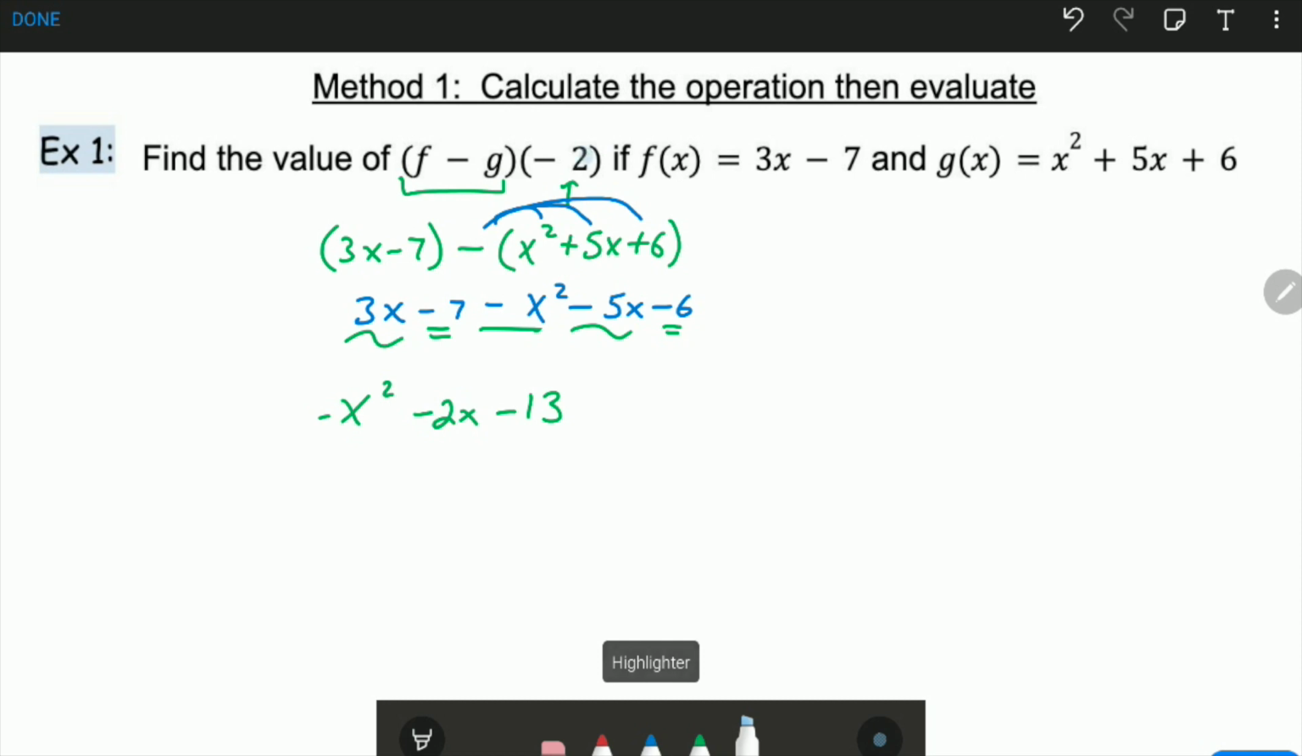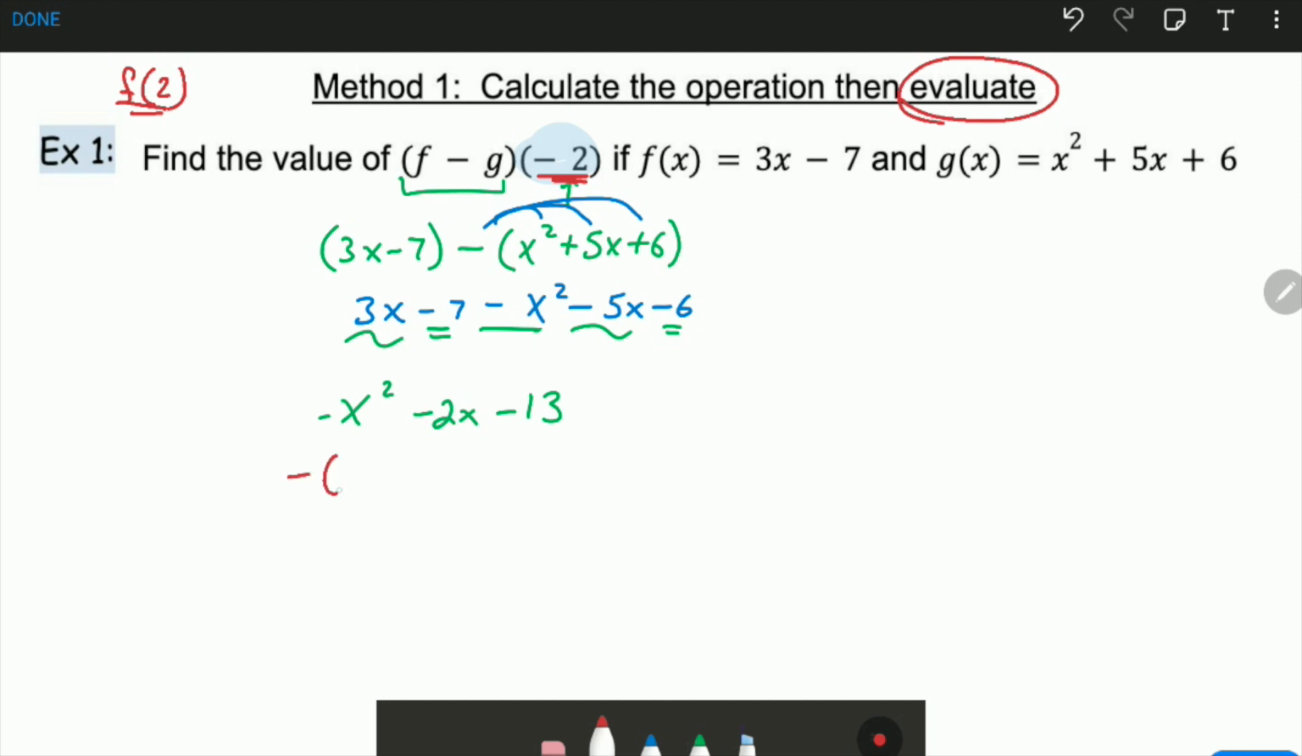Now, one mistake people make is that they think this 2 here, since it's in parentheses, means to distribute or multiply everything by 2. However, this 2 represents the same thing as the 2 in this notation does, and that just means to replace the value of x with 2. So this -2 is what we're going to replace with x, and that's the evaluating portion of this question.